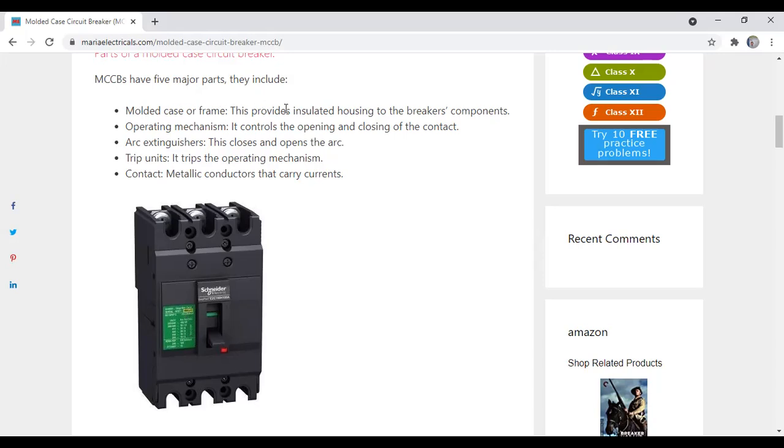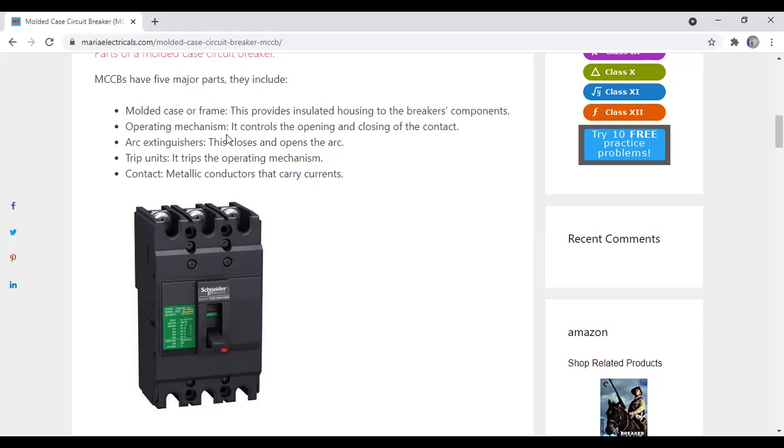Molded case or frame. This provides insulated housing to the breaker components. It will act as the insulation. Even if you touch this, nothing will happen. If you touch inside the components, you will be affected with shock. So this frame is used only for protection of persons or human beings, anyone. This outer frame is acting as the protecting cover, as the insulating cover. Okay. This is the molded case or frame. Outer part is the frame.